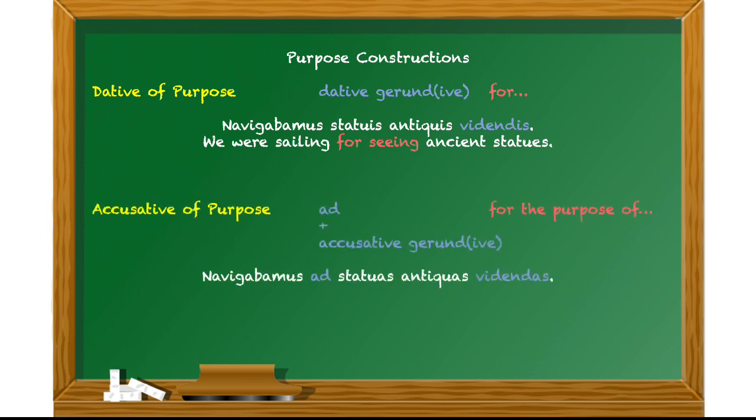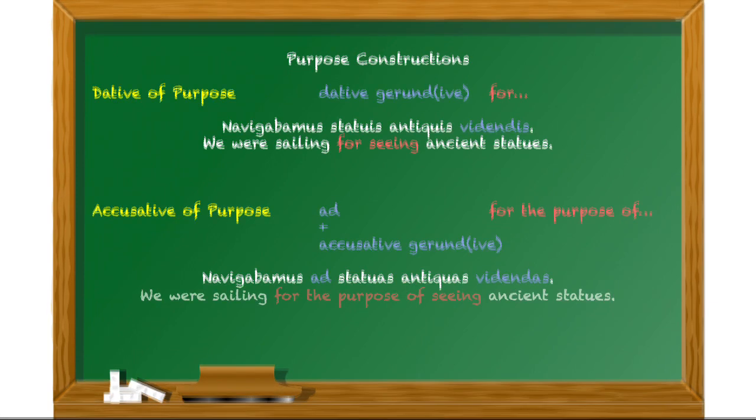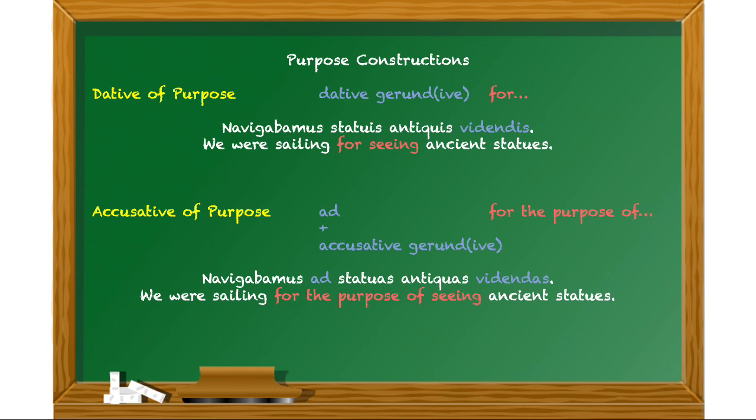And then finally, we have the accusative of purpose. This one uses the preposition ad, followed by either the accusative gerund or gerundive. And for English, we can use something like "for the purpose of." Our sample sentence: navegabamus ad statuas antiquas videndas. We've got our helping word ad, nd again in videndas, making it a gerund or a gerundive, and the as clearly making it the gerundive as it modifies statuas. And for the translation, we were sailing for the purpose of seeing ancient statues.